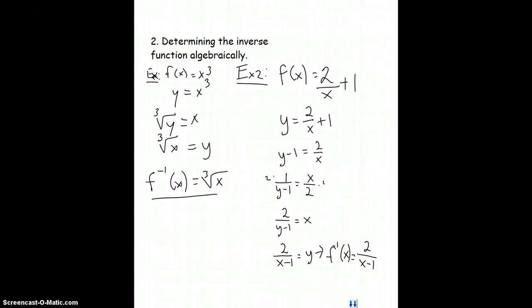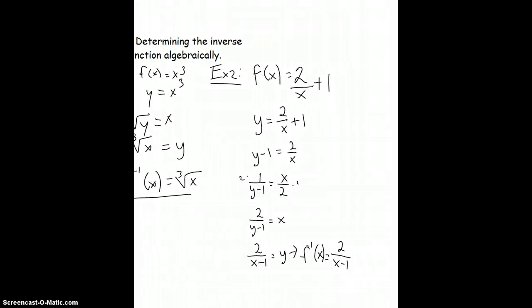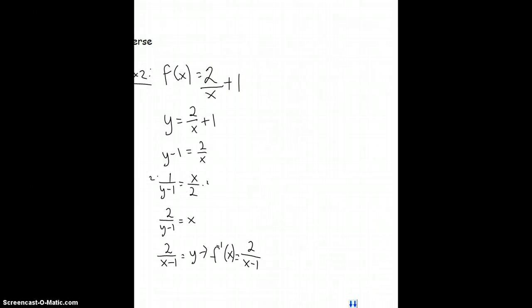Okay, then I'll do one more, and again, make sure you try it out on your own and see what you can do with it. So this will be example number 3. This time f of x is going to be the 5th root of x plus 3, minus 5.